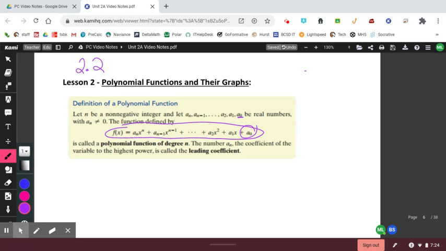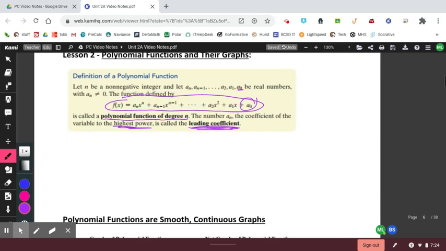All right, we call this a polynomial function of degree n, so the highest exponent is the degree, and the number a sub n is the coefficient with the highest power. We call that the leading coefficient. Okay, so if you remember from last year, you talked about degree and leading coefficients, and that tells you a lot about their functions.